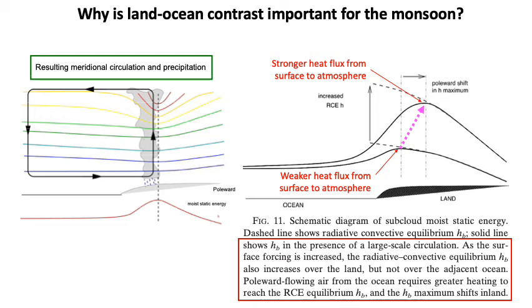And so what this means, as they note in the figure, as the surface forcing is increased, the radiative convective equilibrium, HB, also increases over land, but not over the adjacent ocean. It increases a little bit, not much though. And so now poleward flowing air from the ocean has to go farther inland to acquire enough heat to reach that equilibrium maximum in moist static energy, and that's where then you expect convection to be able to occur. So the peak in moist static energy in the boundary layer shifts inland, and so that means air has to move farther inland essentially to be able to acquire enough energy from the surface to be able to match that and then be able to convect.